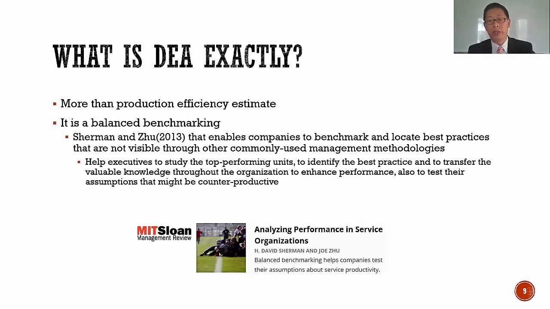So Professor David Sherman and I published in 2013 in Slow Management Review. There's an article, if you're interested, and I would encourage you to have a look. We present DEA as a balanced benchmarking tool. It's very well balanced because you have a set of measures that you want to be the smaller the better, and another set of measures that you want to be the larger the better. So we say it's a benchmarking tool. Under that context, the measures that you choose are the ones you're interested in benchmarking the units, the DMUs.